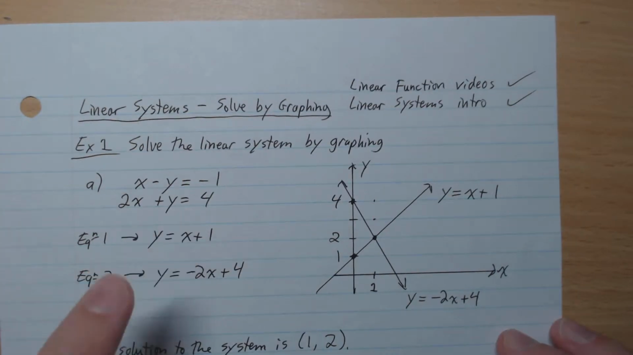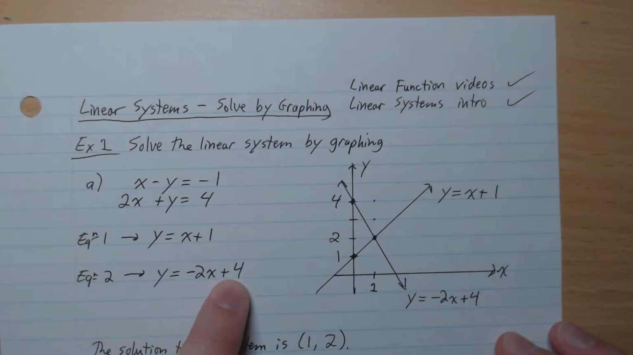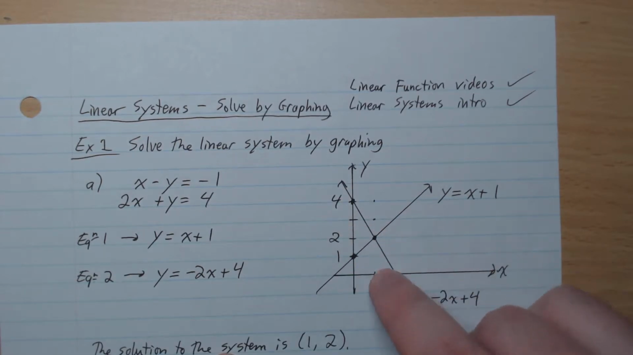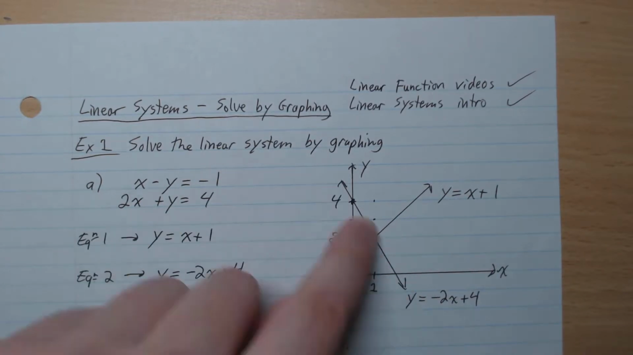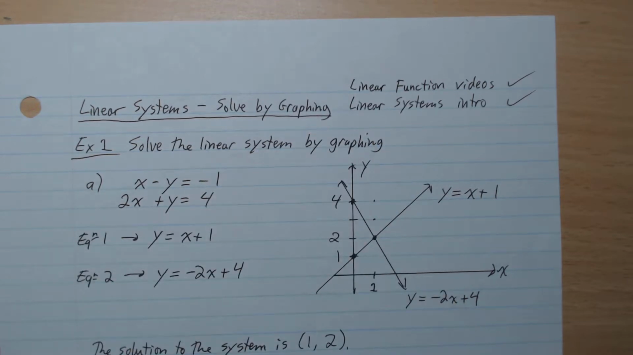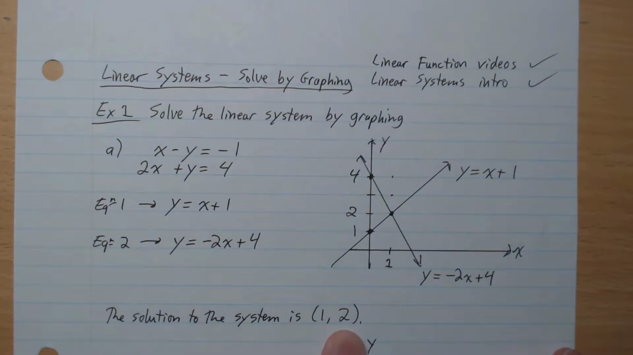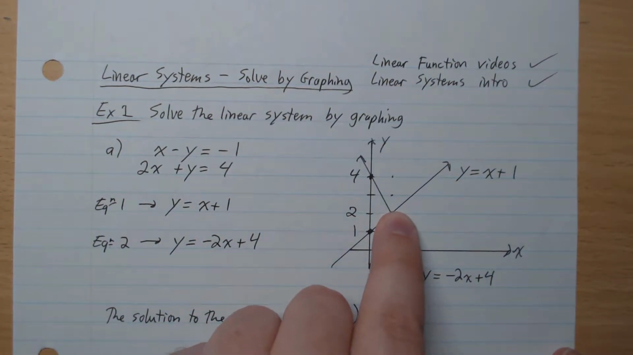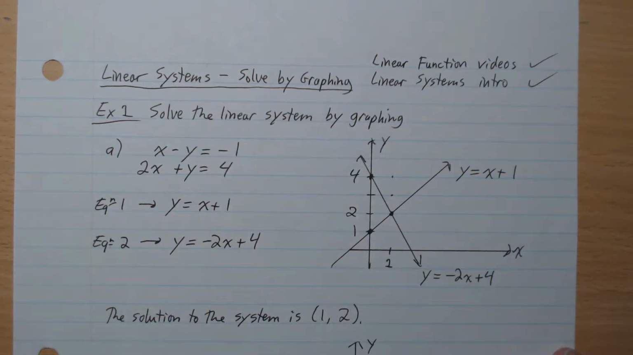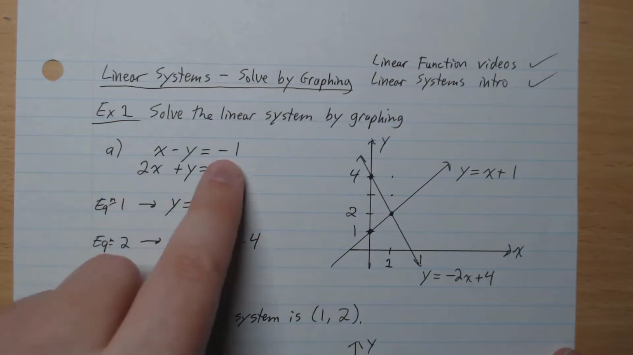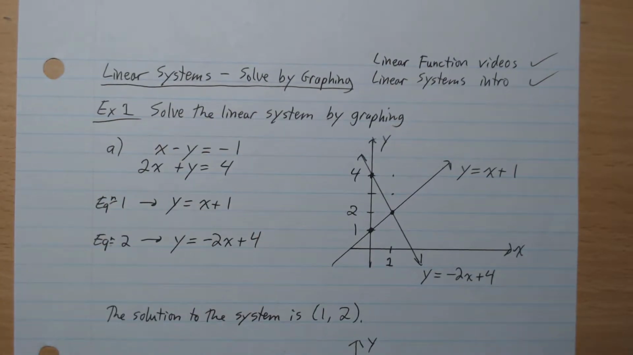Our second equation, we can rewrite as y equals negative 2x plus 4. So we start at 4, down by 2 over 1, down by 2 over 1, and then we draw both of our lines like that. And we see that the solution to the system is 1 comma negative 2. This is the intersection point of our two lines, and so this is called the solution to the system.